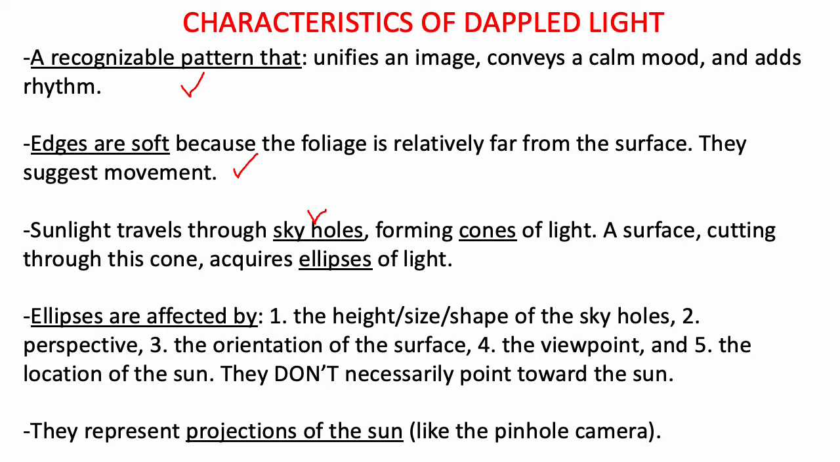Sunlight travels through sky holes or gaps in the foliage, forming cones of light. A surface cutting through this cone acquires ellipses of light. These ellipses are affected by the height, size, and shape of the sky holes, perspective, the orientation of the surface, the viewpoint, and the location of the sun. They don't necessarily point toward the sun.